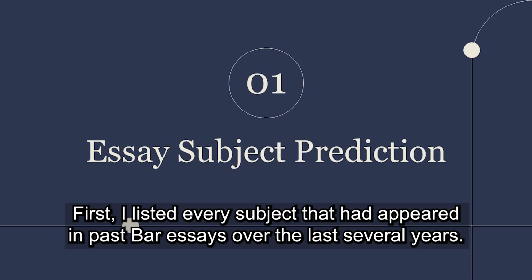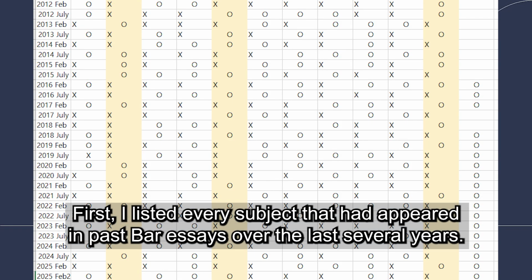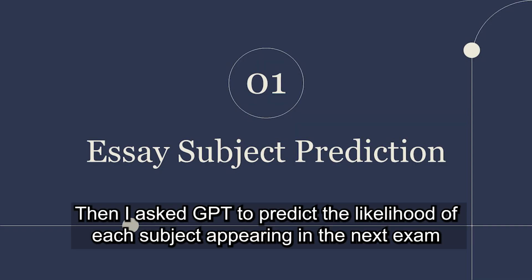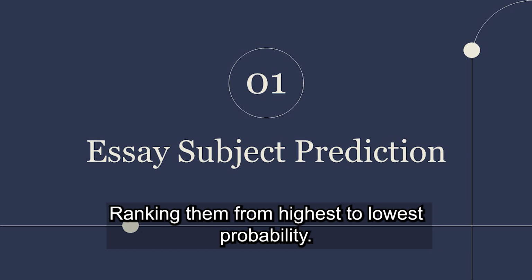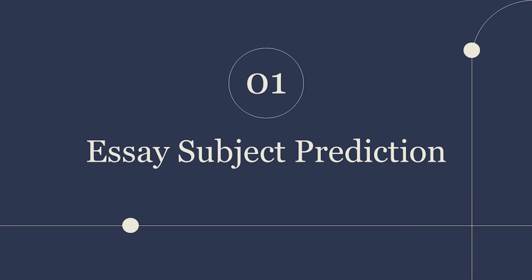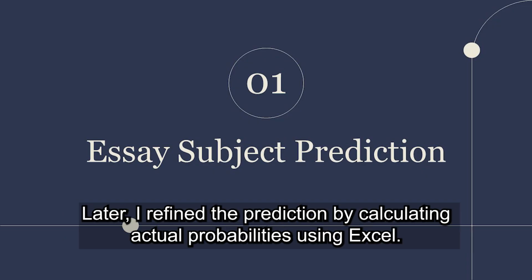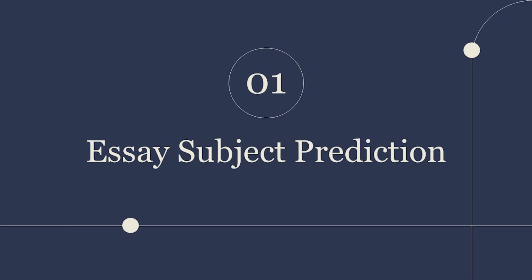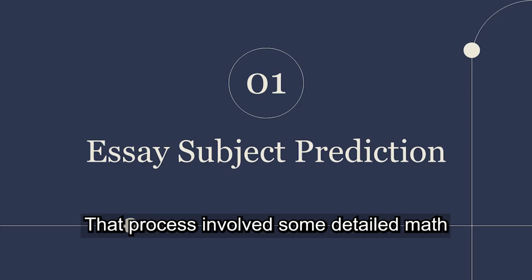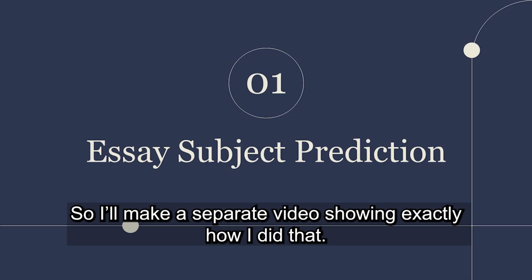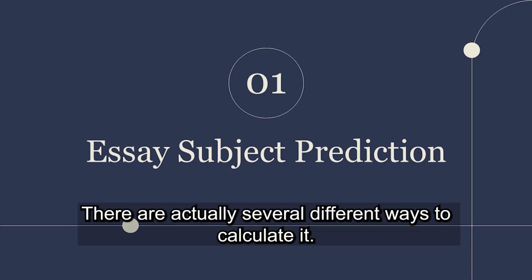First, I listed every subject that had appeared in past bar essays over the last several years. Then I asked GPT to predict the likelihood of each subject appearing in the next exam, ranking them from highest to lowest probability. At that point, I used GPT's result only as a first guideline. Later, I refined the prediction by calculating actual probabilities using Excel. That process involved some detailed math, so I'll make a separate video showing exactly how I did that. There are actually several different ways to calculate it.